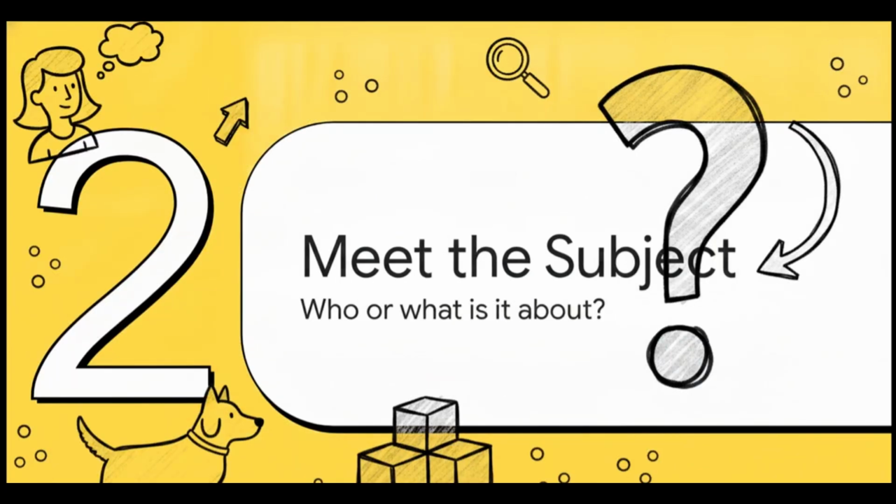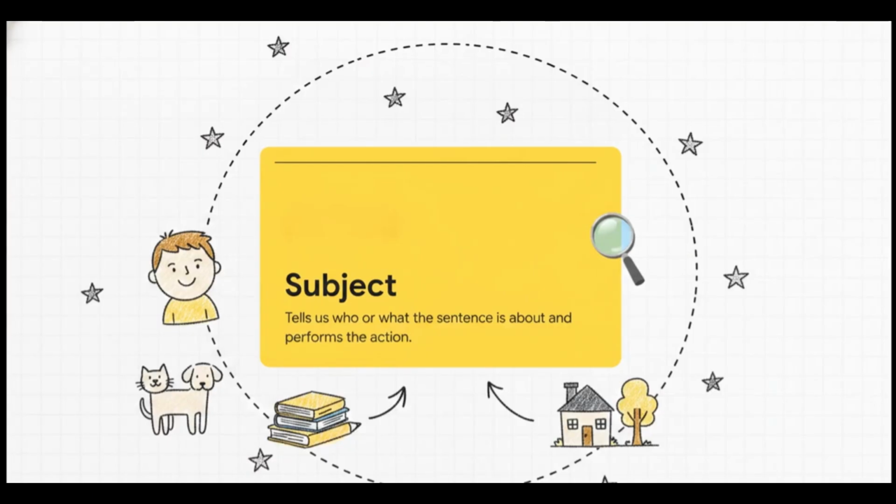Section 2. Meet the subject. Who or what are we talking about? All right, let's introduce the very first building block of our sentence structure. The subject is pretty broad. It can be a person, an animal, a place, a thing, or a pronoun. Basically, it tells us exactly who or what the sentence is about, and it's the element that performs the action. Whenever you're playing grammar detective, this is the very first piece of the puzzle you'll want to look for.